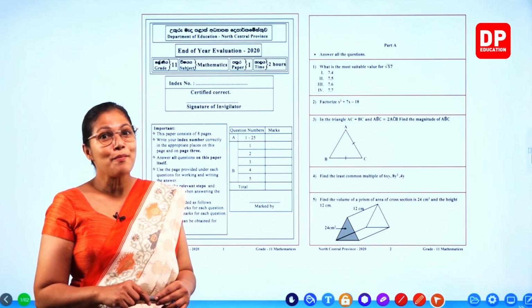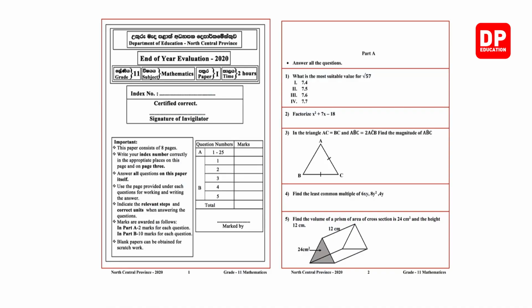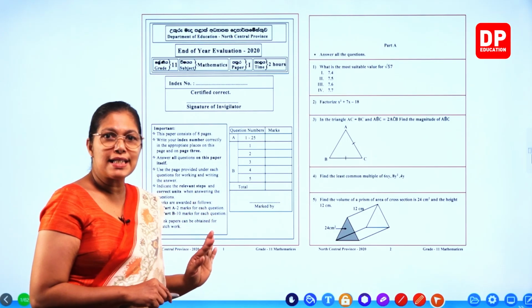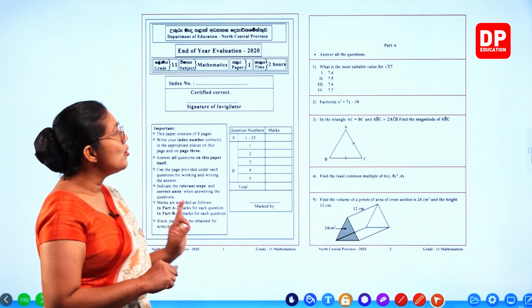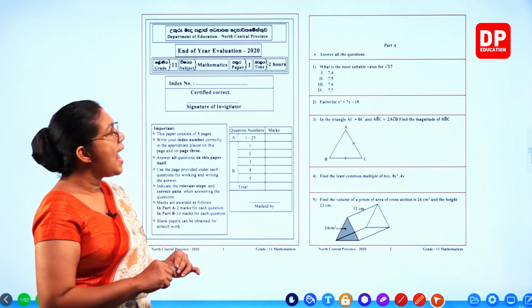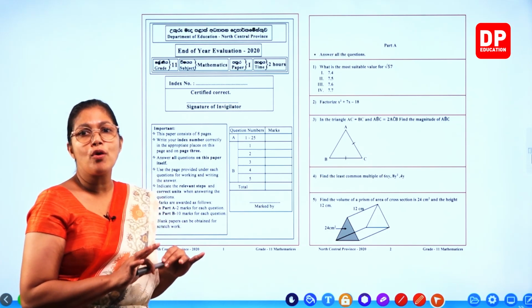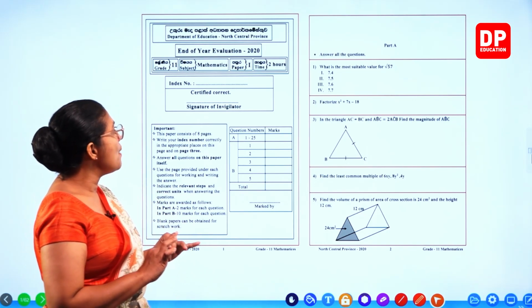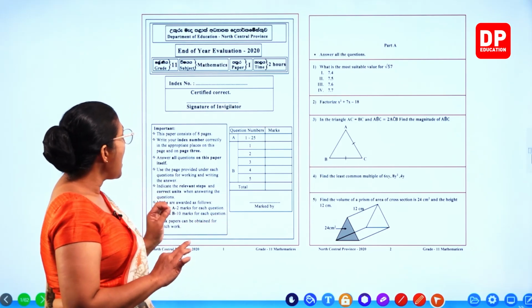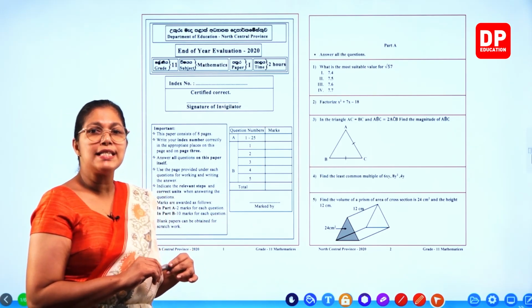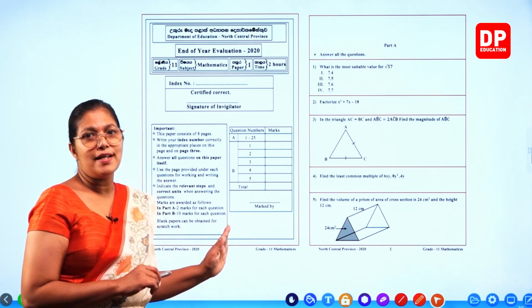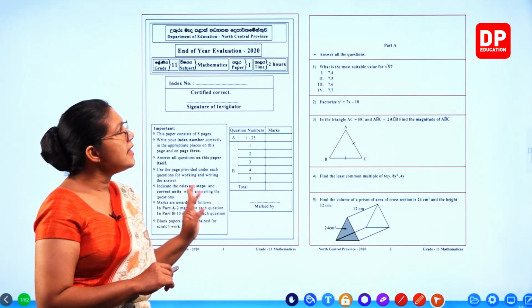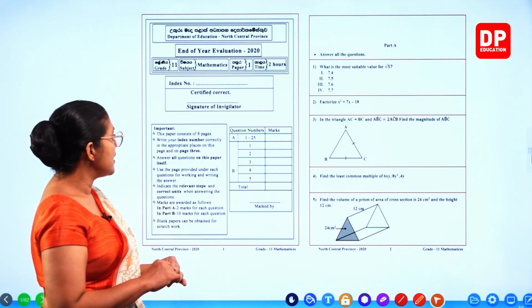Hello O-level students. Today I am going to discuss the End of Year Evaluation 2020, Department of Education, North Central Province paper. This is the first paper and you get 2 hours. There are 2 parts, part A and part B. In part A you get 25 short questions and in part B you get 5 long questions. Each question in part A gets 2 marks and each part B question gets 10 marks, and spaces are given. So make sure that you write all the answers within the space provided.